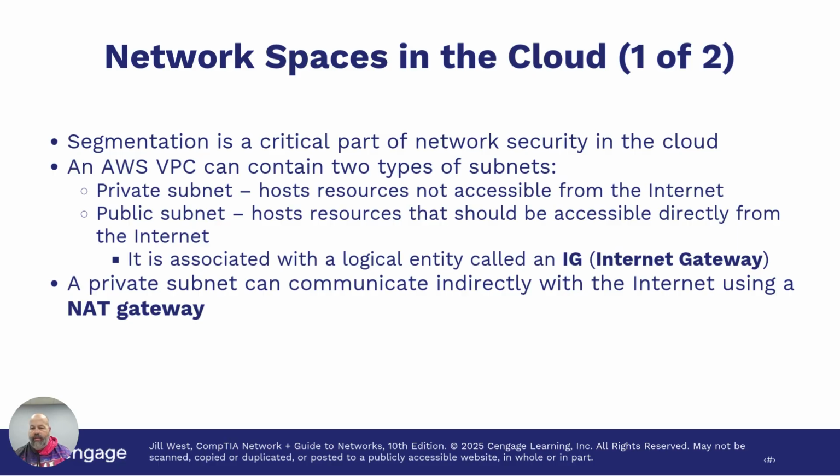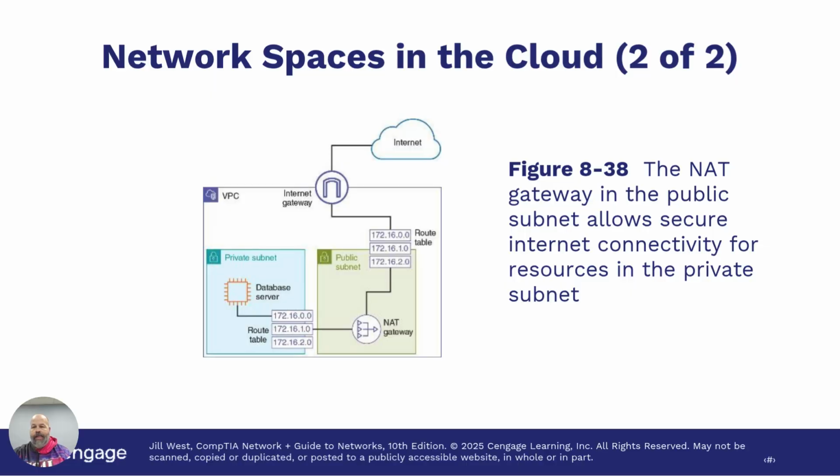Private subnets don't have direct internet access, but they can communicate indirectly through a NAT gateway, which is a network address translation gateway. The gateway sits in the public subnet and acts like a courier service. It fetches stuff from the internet on behalf of the private subnet while keeping those private resources hidden. It's kind of like having someone shop for you so you don't have to leave your house, which got pretty popular during COVID. This diagram shows how it all connects.